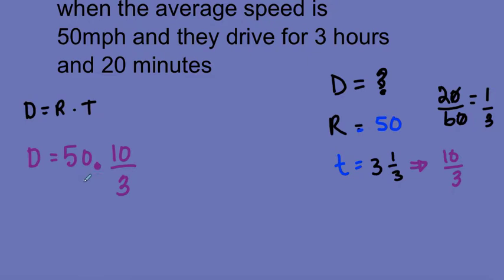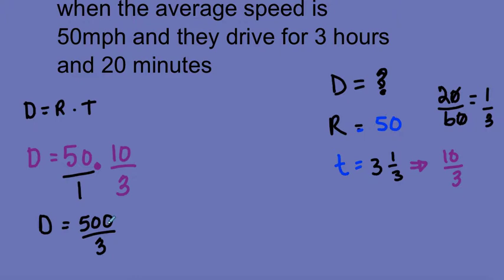Okay, so now I'm going to multiply. Now remember, you can help yourself by putting that 50 over 1. And if we could simplify, we would, but we can't. So we're going to get 50 times 10. And I'm going to use that trick. I'm going to do 50 times 1 and add a 0. So 500 over 3. Now I can grab that calculator just to see what the actual distance is.